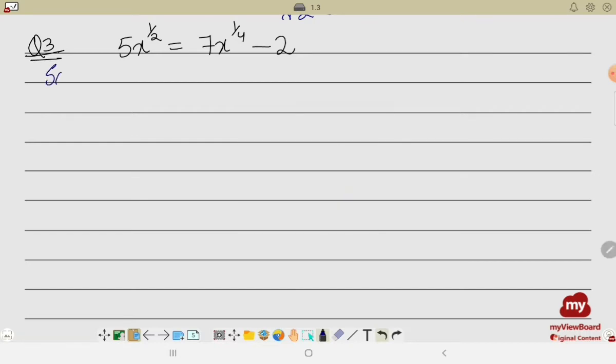Let's see which type of substitution here we can make. We just have to make one substitution, right? And from that one substitution we have to find out both the values of this power, x raised to power 1 by 2 and x raised to power 1 by 4. See, let's say y is equal to x raised to power 1 by 4.